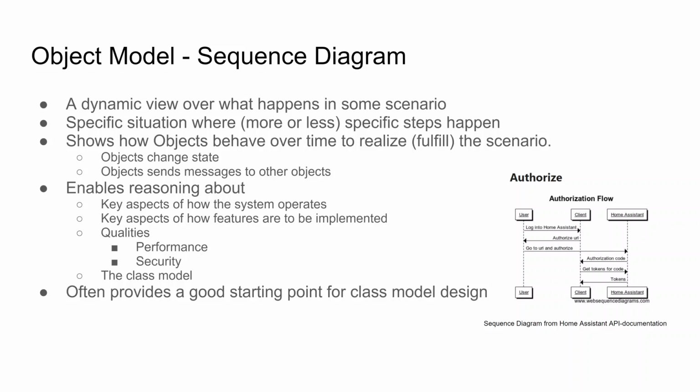One important aspect of sequence diagrams is that they are quite a good starting point for class model design. So you start with a specific scenario, and then you create a sequence diagram showing what objects are involved. And based on this, you then create your class diagram. Another way is to do it in reverse, where you first create the class diagram and then test drive this class diagram with a sequence diagram in some scenario and see that, well, this seems to actually work as intended.